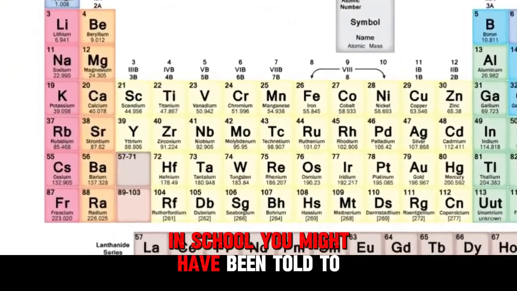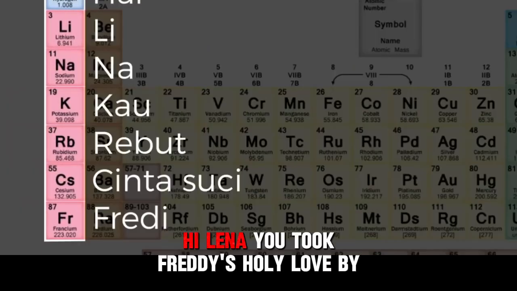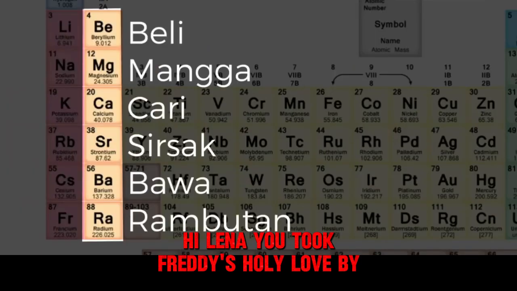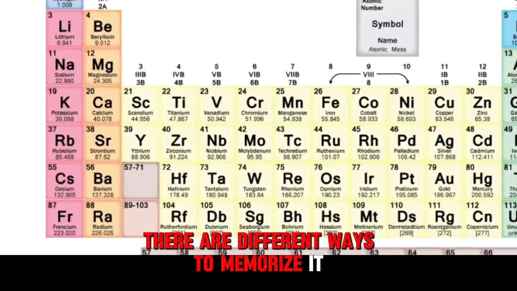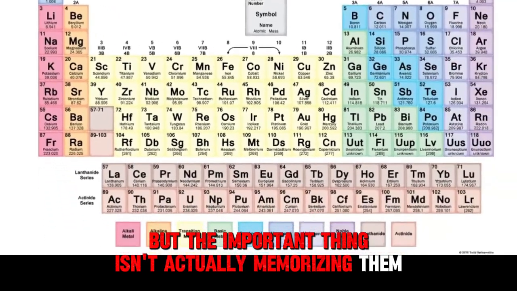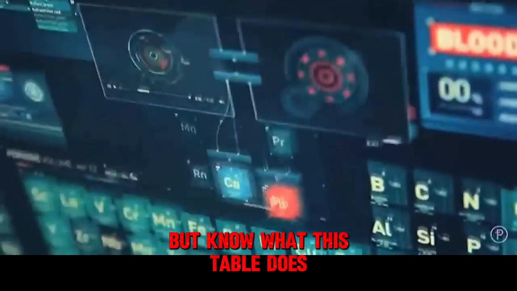In school, you might have been told to memorize it like this. Hi Lena, you took Freddy's Holy Love, by mango, look for soursop, bring rambutan. There are different ways to memorize it. But the important thing isn't actually memorizing them, but knowing what this table does.